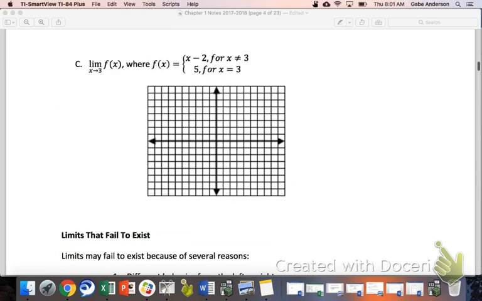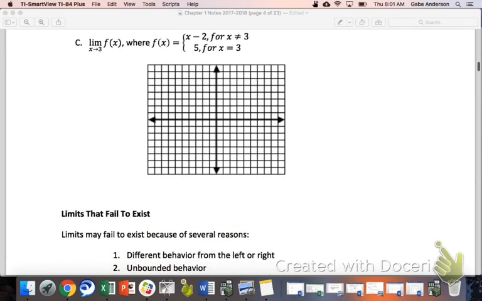C. There's a little graph, and if you were paying attention to the summer assignment, you saw a graph kind of like this on the summer assignment. So this says limit as x approaches 3, and then it defines f of x to be a piecewise function. I want to be really good at these piecewise functions. Can anybody describe, just in general, what this piecewise function is going to look like?